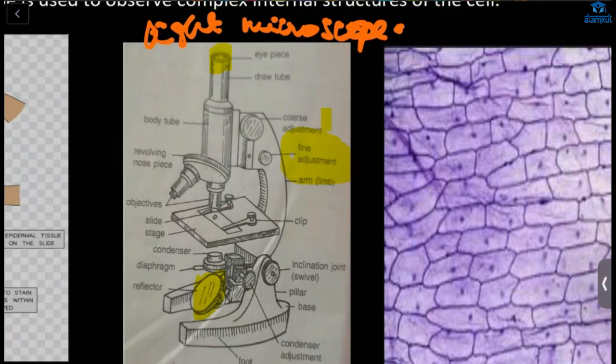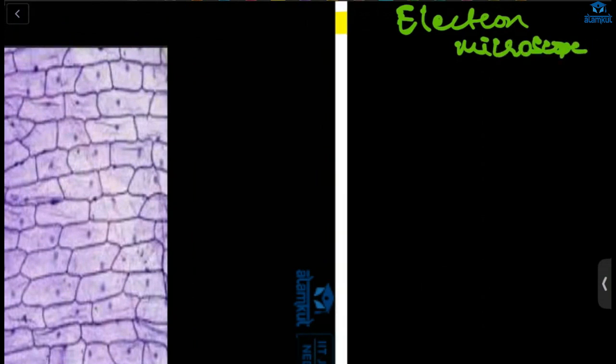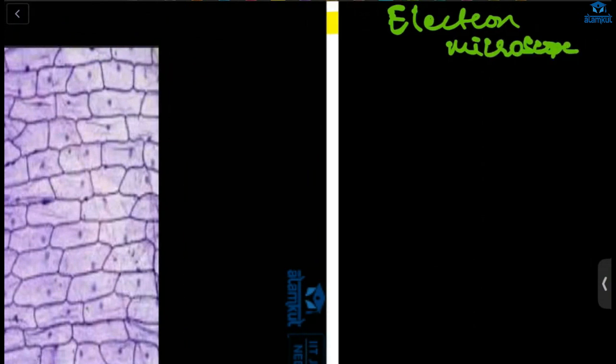In coarse adjustment, we focus the object, whichever we have to view. In the fine, we have to see the inside of that object. You can see inside. We can magnify the structures. And we use one more thing: we have the electron microscope. Here, electrons are used for illumination.